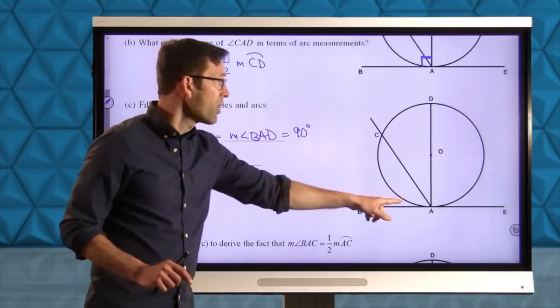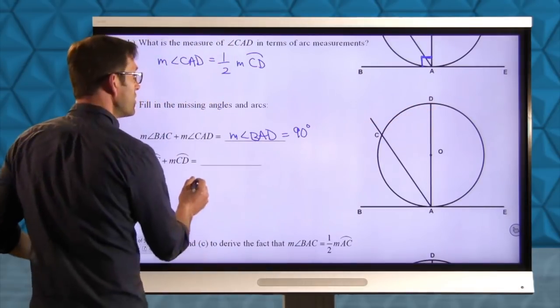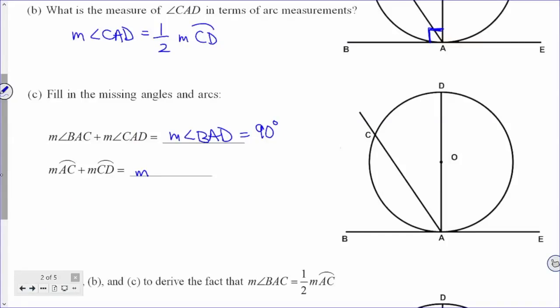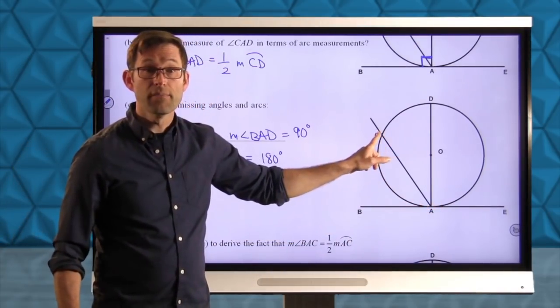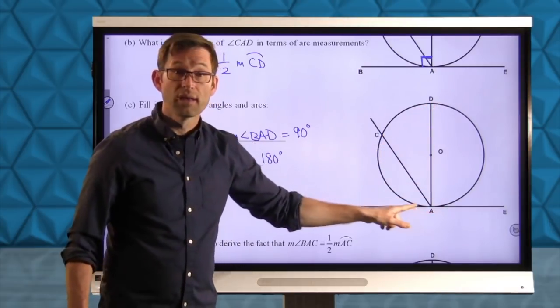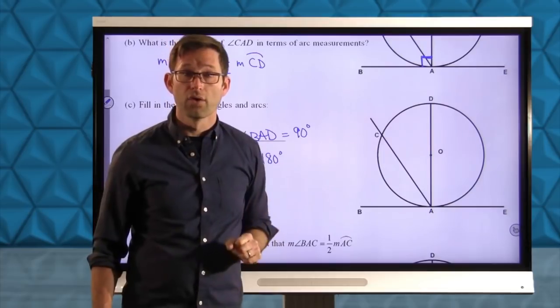All right, and also, the whole is the sum of its parts. The measure of arc AC plus the measure of arc CD has to be equal to the measure of arc AD, which also is a 180-degree arc. Okay, that's important all by itself. Arc AC plus arc CD is arc AD, and that is a 180-degree arc.